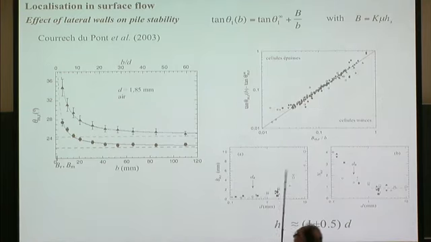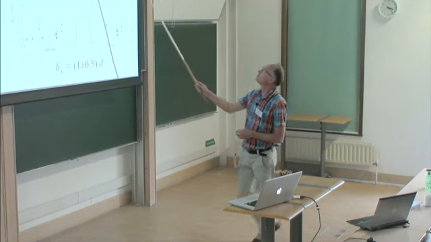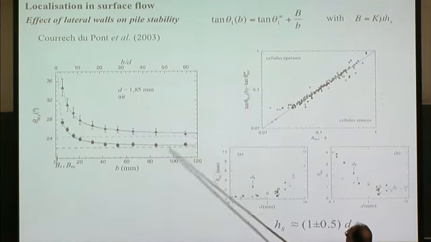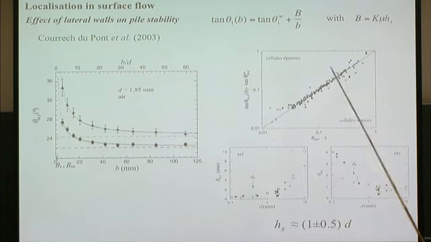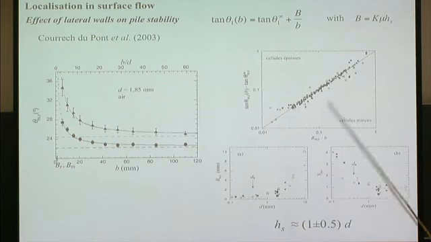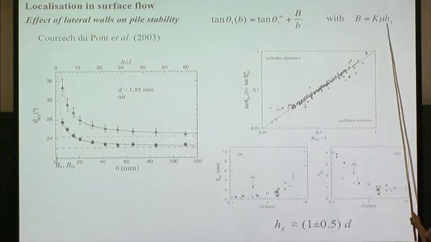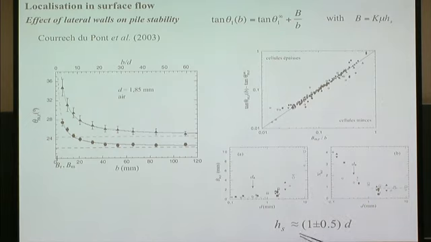And this has also been observed for the effect of lateral walls on pile stability. If you try to model the stabilization of the pile by lateral walls, some model expression also gives you a parameter that contains the avalanche thickness, the thickness of the granular layer that flows, and it has also been found to be of the order of 1 grain diameter.